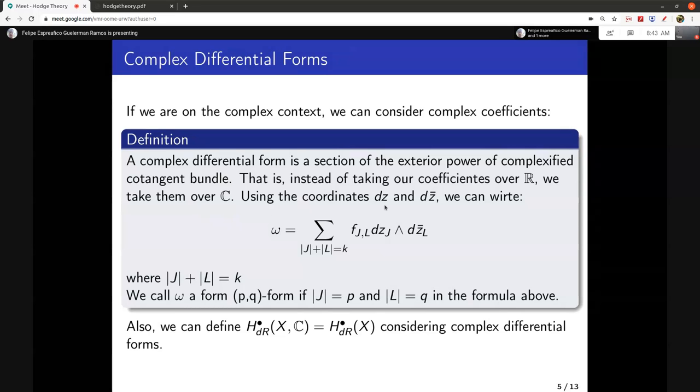And of course, if we have a complex manifold, we have coordinates dz and dz bar, and we can write our form in coordinates like this.